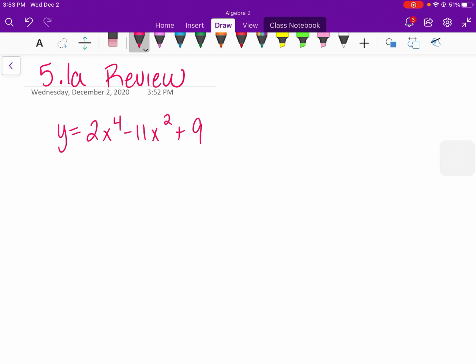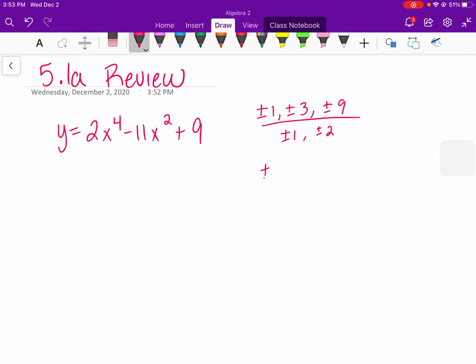So the first thing I want to do is list all the possible solutions. Remember, it's all the factors of the constant divided by the factors of the leading coefficient. So my potential solutions: factors of 9 would be 1, 3, or 9, both positive and negative. And factors of 2 would be 1 and 2.